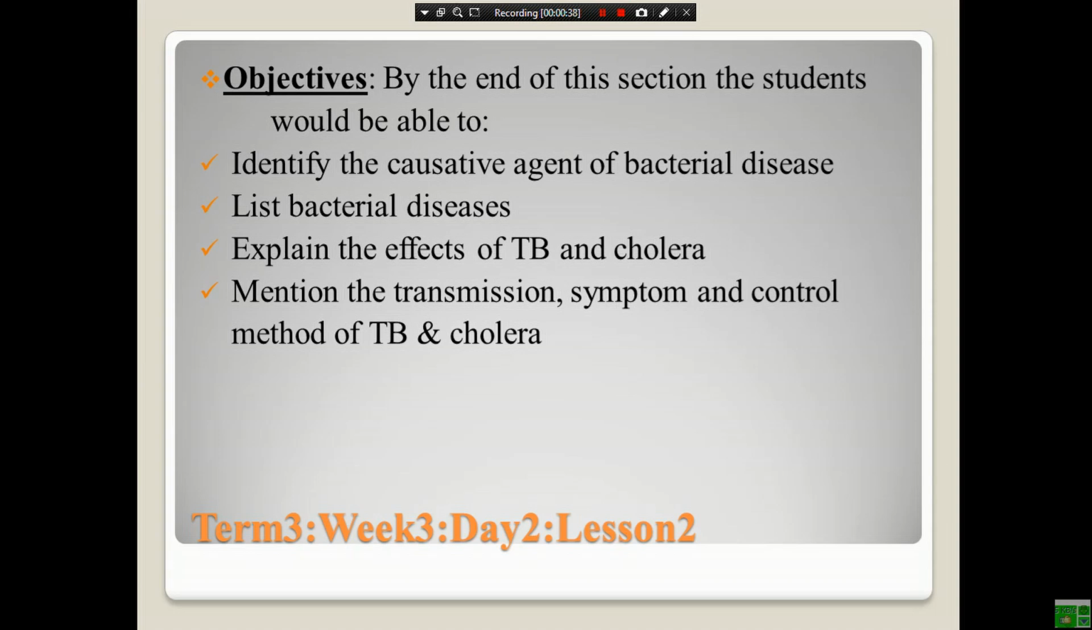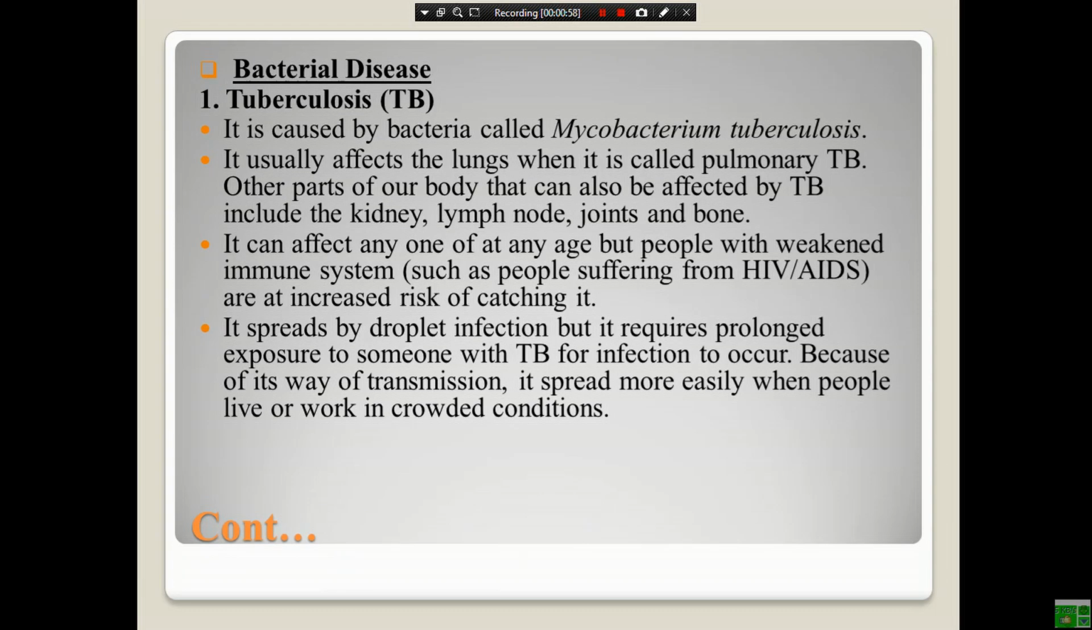identify the causative agent of bacterial disease, list bacterial diseases, explain the effects of these two main types of bacterial disease, which are tuberculosis and cholera, and mention the transmission, symptoms, and control methods of tuberculosis and cholera. Let's discuss one by one.